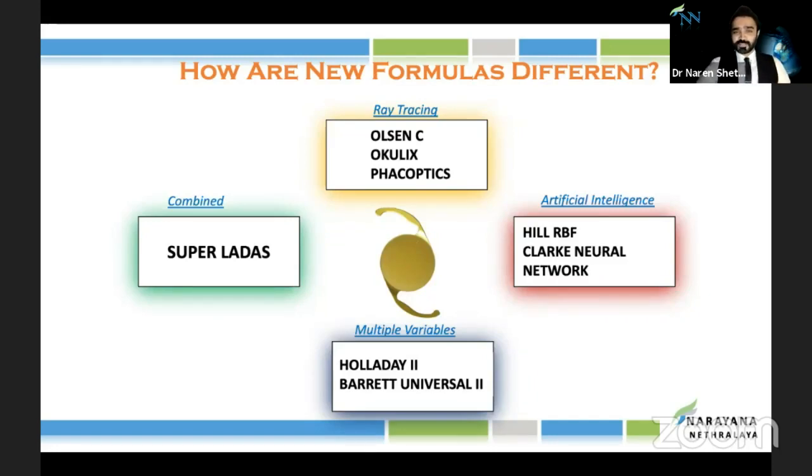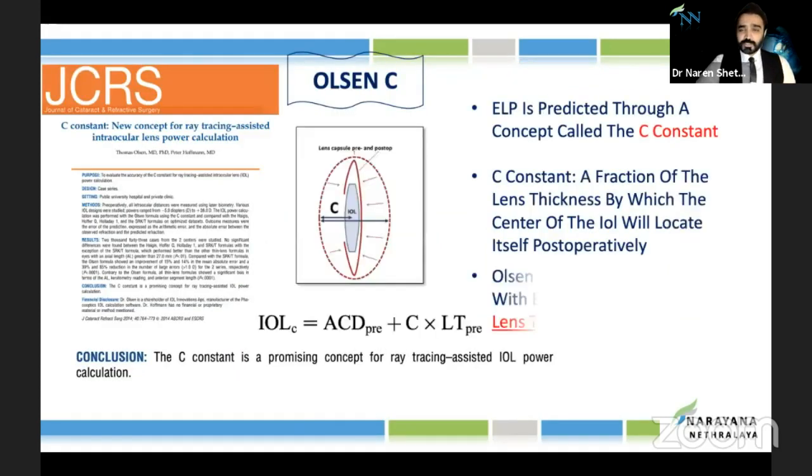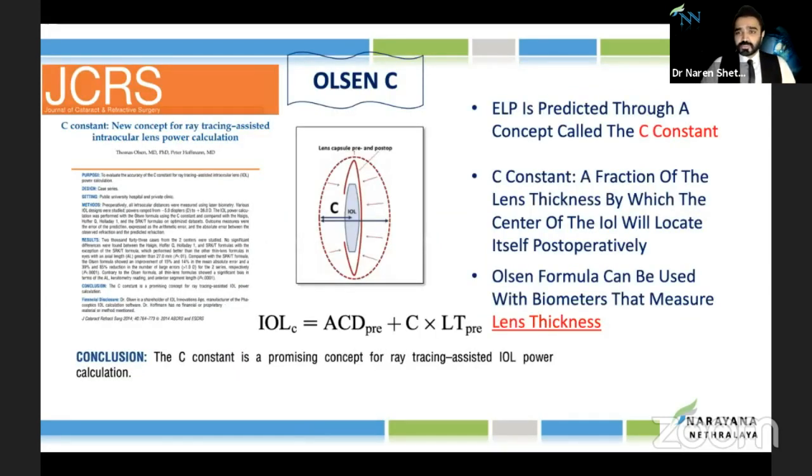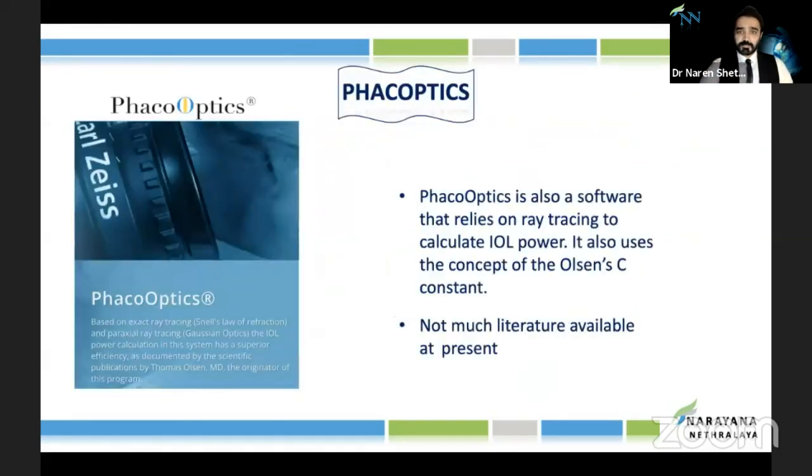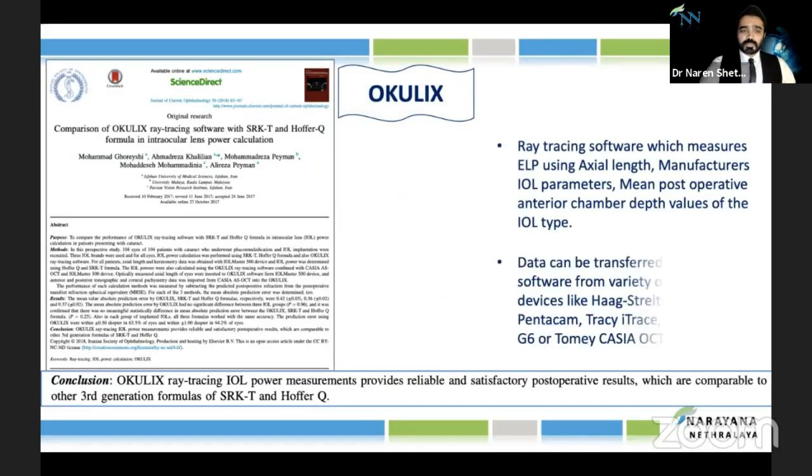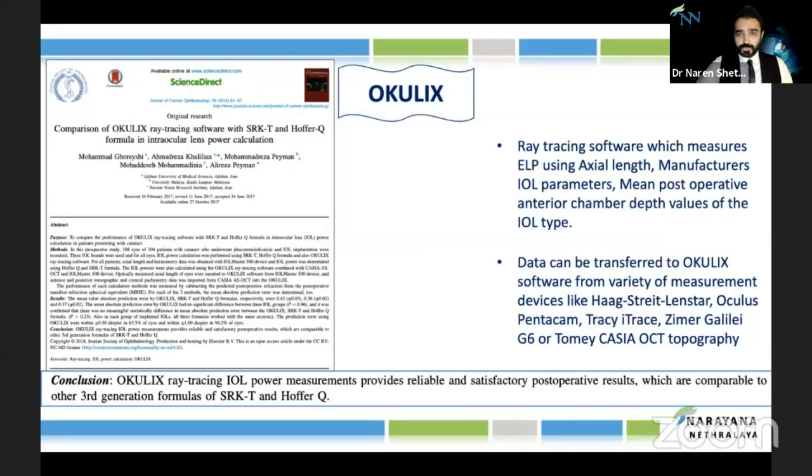Let's look at the ray tracing one. The Olsen C, basically, you can predict the effective lens position using the C constant. A very important factor that needs to be fed into this formula is the lens thickness. The PhacoOptics, again, is an online software where it uses the Olsen C constant. Not too much of literature, but I've heard it does a pretty good job. The one more ray tracing formula is Okulix. Its results are comparable to the 3rd generation formulas like the SRK and Hoffer Q.